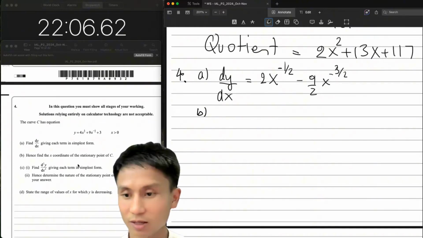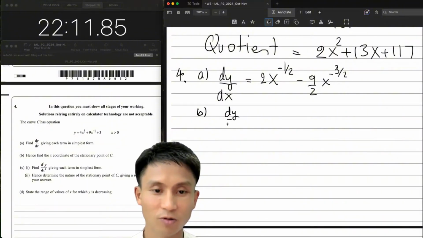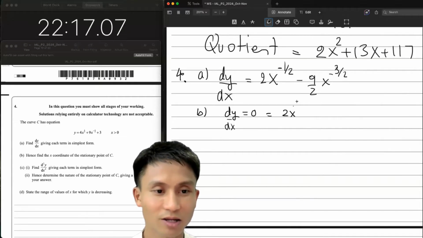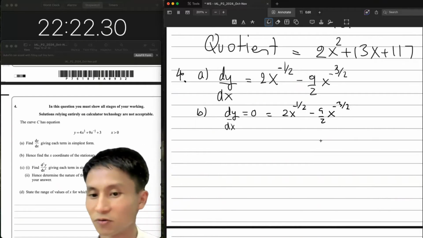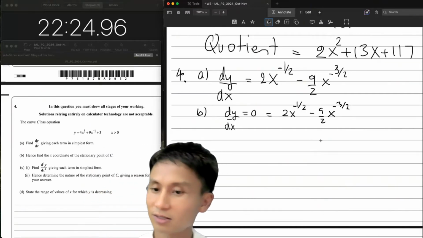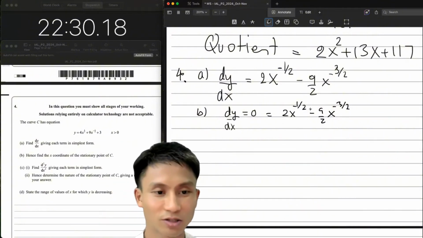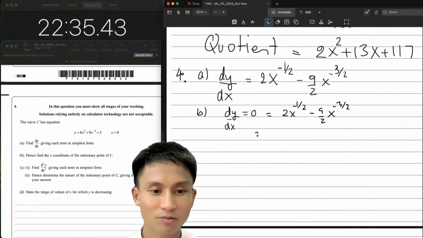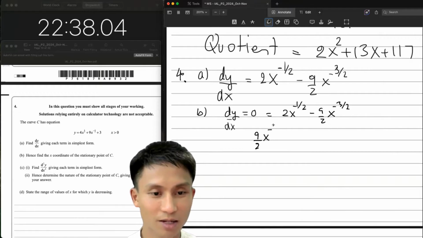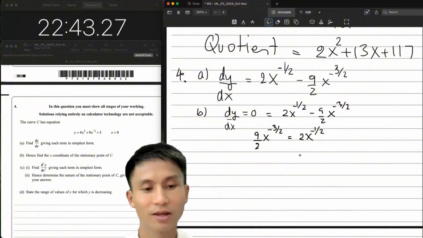All right, so B. Hence, find the x-coordinate of the stationary point. Again, for the stationary point, we put dy by dx equals 0. So I'm just going to write that already. And it seems like we have to solve this equation to find the stationary point. Seems like there's only one point because it doesn't have any plural form there in the words. Because one side is already 0, maybe I can move 9 over 2 x to the minus 3 over 2 to the other side because it's a minus sign. So I would like to do that.